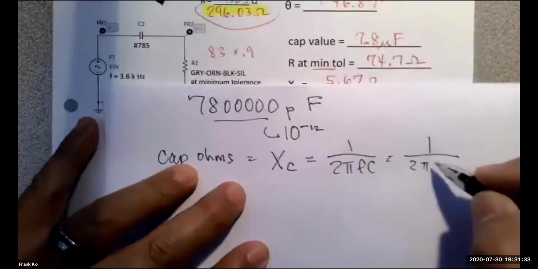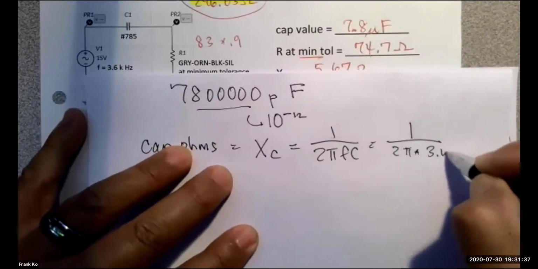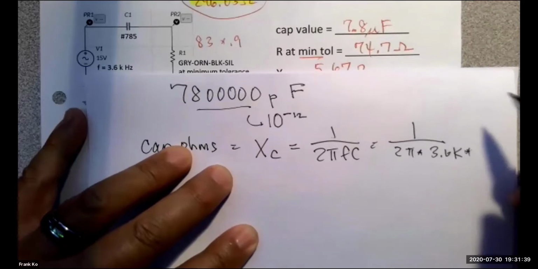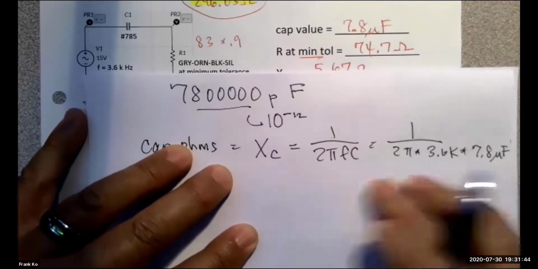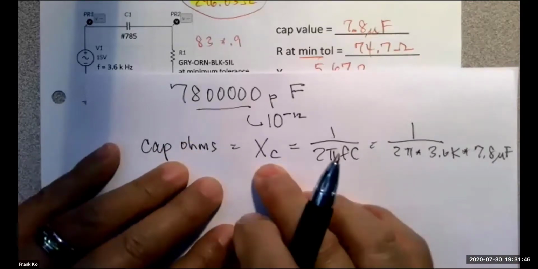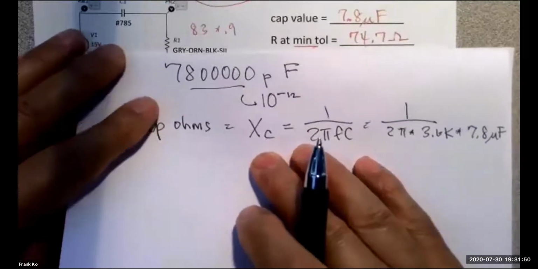The formula is 1/2 pi FC. And so F would be 3.6 kilohertz, and then C would be 7.8 microfarads. Precisely. So 1/2 pi and multiply by 3.6K and multiply by 7.8 micro. And as long as you do the math properly, you will have a value for X sub C. And so your calculated value for X sub C, my friend?